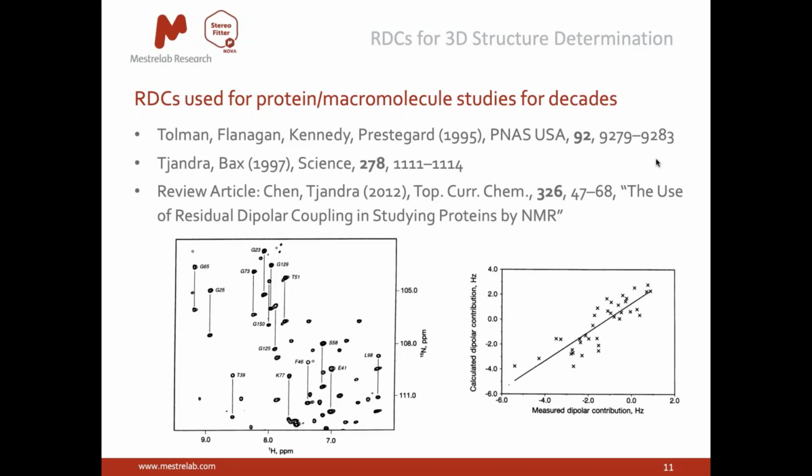Now, if you want to start somewhere here, then I highly recommend the review article by Gang Chen and Nico Tjandra in 2012. The picture is from Prestegard's paper and shows an HSQC of a nitrogen-enriched protein with coupled amide signals. Now, the graph is from the same paper and shows calculated versus experimental RDCs. There were no fancy graphics back in the day, and so proof of the best fit was a convincing correlation coefficient.